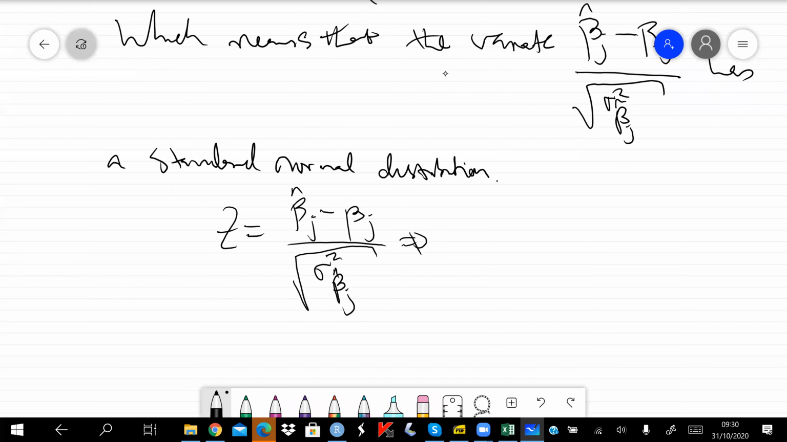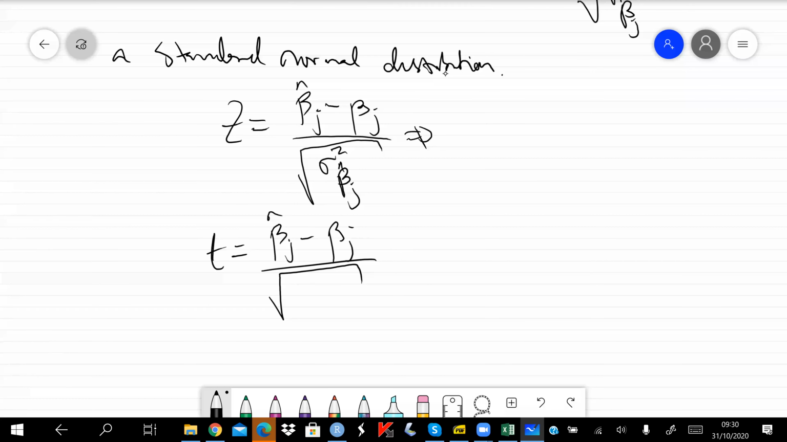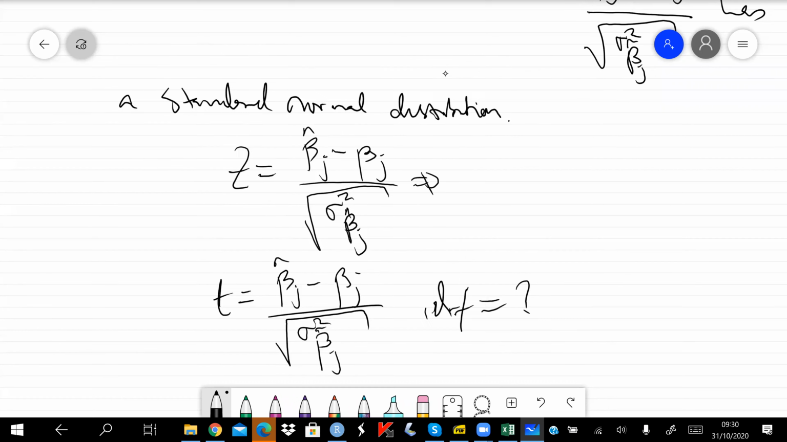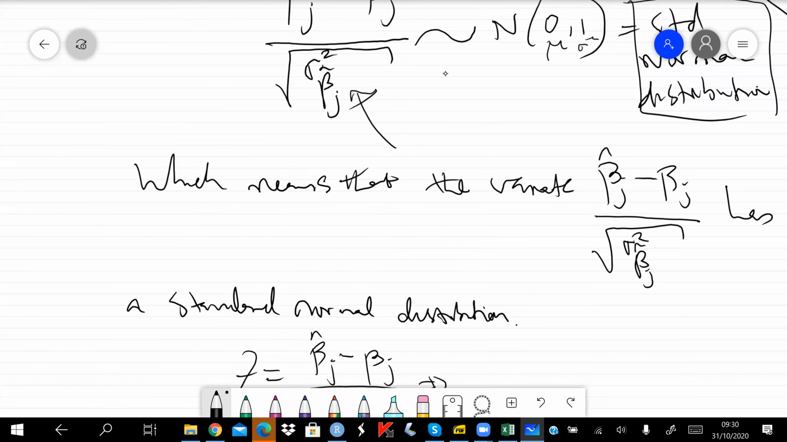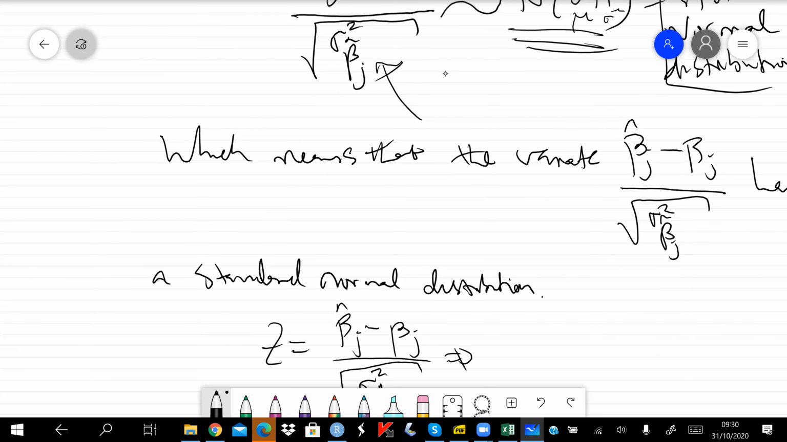Then you can also be defining, equivalently, t is equal to beta j hat minus beta j divided by the square root of sigma squared beta j hat, with some degrees of freedom. Degrees of freedom will be defined; I'll be defining them in a few minutes. So when we mention that the statistic has a standard normal distribution, that means we can end up with this.